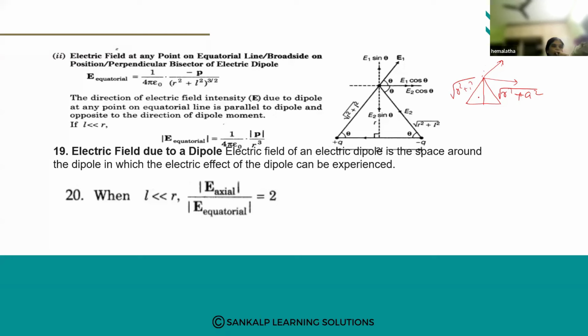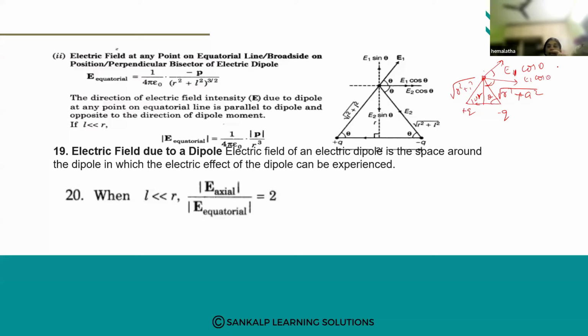Why? Because this distance is the distance r. This angle is theta. Here also it is angle theta, and it is plus Q, and here it is minus Q. This distance is r. So according to this, if you want to calculate here, this is also theta. It is E1 cos theta and E2 cos theta.